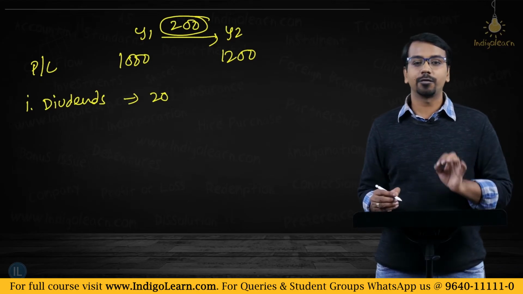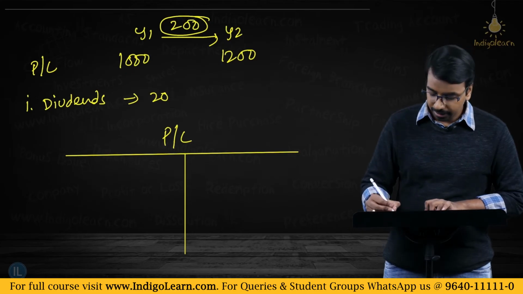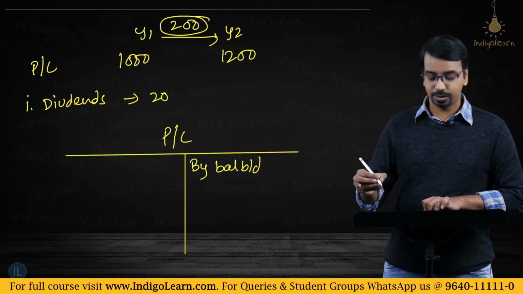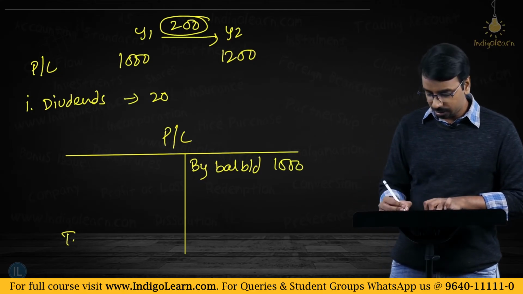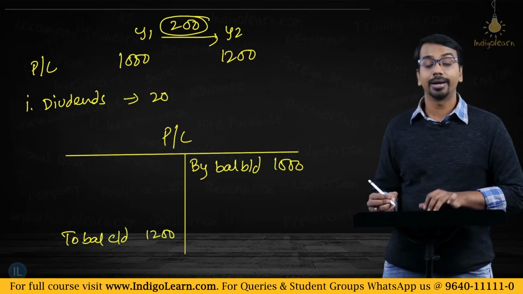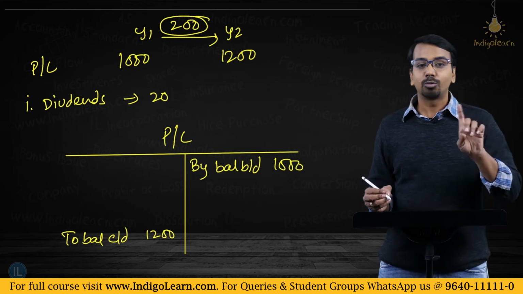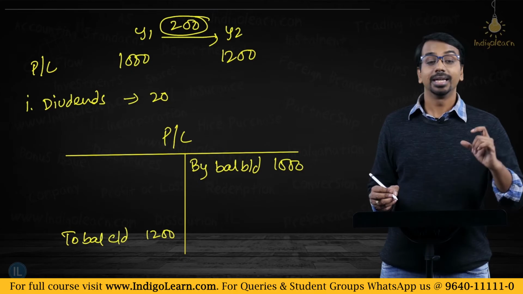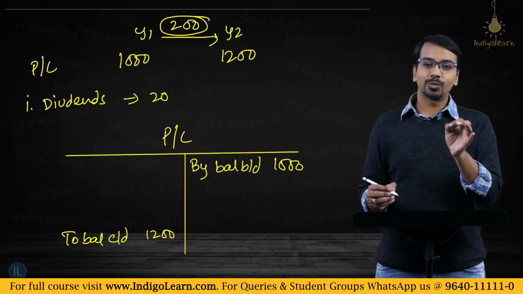Let us see how much of profit has the company earned. If I draw up a P&L account for the company, I know there is a balance brought down. P&L has a credit balance brought down of 1000. Balance carried down of 1200. During the year, the company earned how much of profits? We don't know. But what we know is the company has paid dividends of 20. Now, when you pay dividends, what will happen to the P&L balance? The P&L balance will come down.